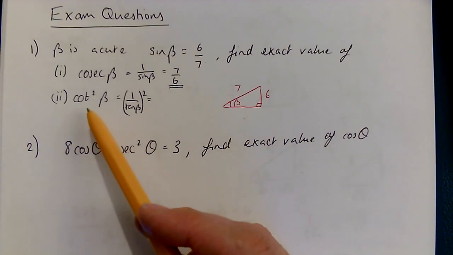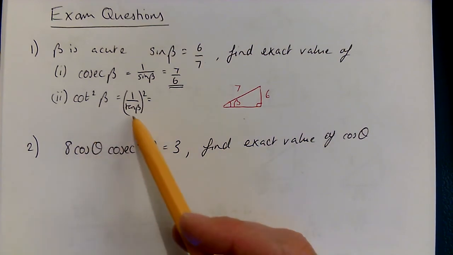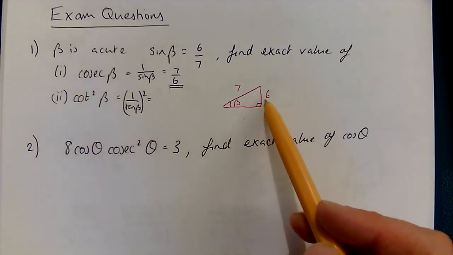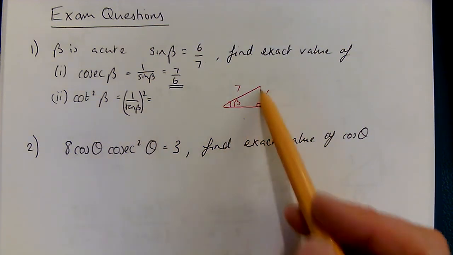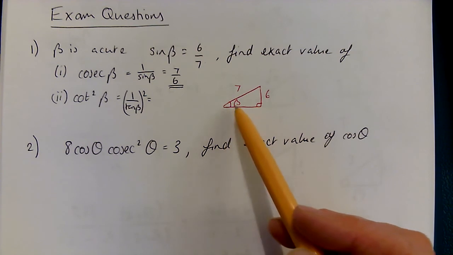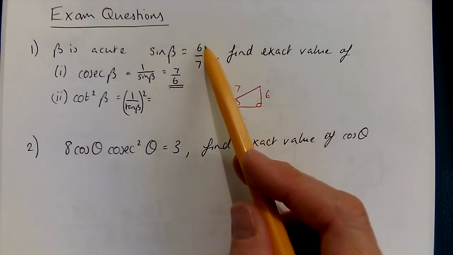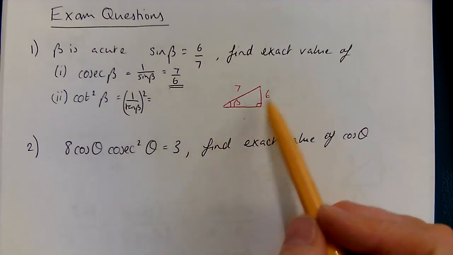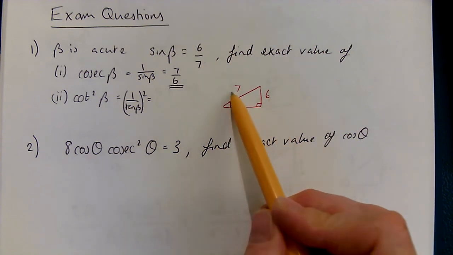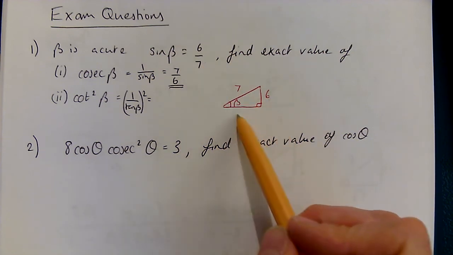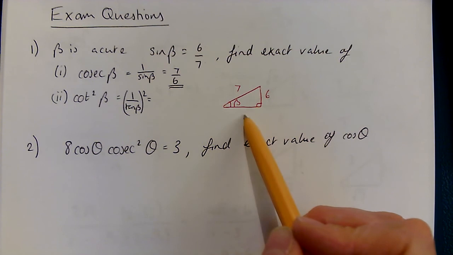To get cot squared of beta, we want the reciprocal of tan and square that. To get tan, we need opposite over adjacent. So I've sketched a little right angle triangle. I've picked an angle for beta. I know that sine is opposite over hypotenuse, so I've put in 6 on the opposite side and 7 on the hypotenuse. We can use Pythagoras to get the third side.